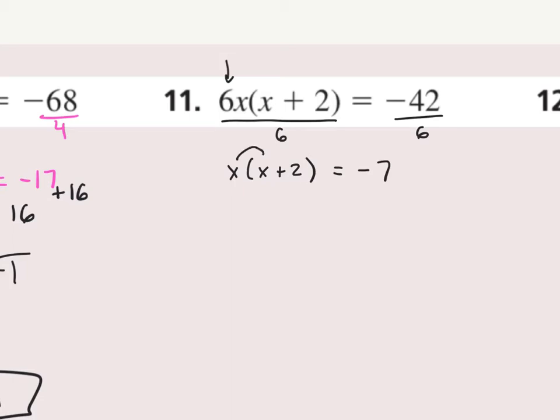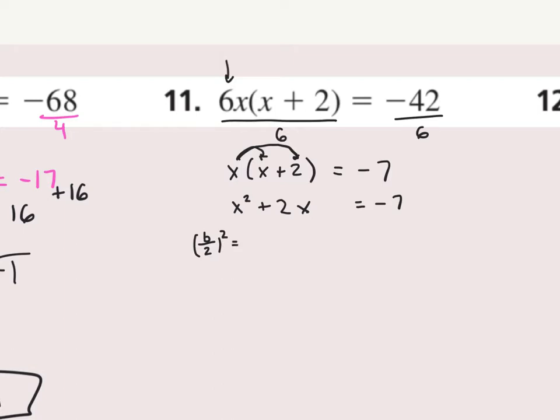Next, we want to distribute the x outside into both things inside of our parentheses. So this gives us x squared plus 2x is equal to negative 7. And now I want to complete the square. So we need to find what number gives us a perfect square trinomial. So we need our formula b over 2 squared.